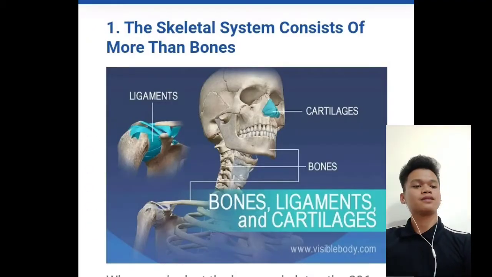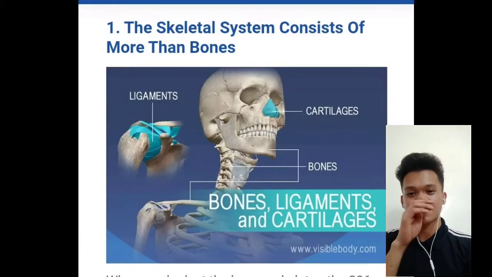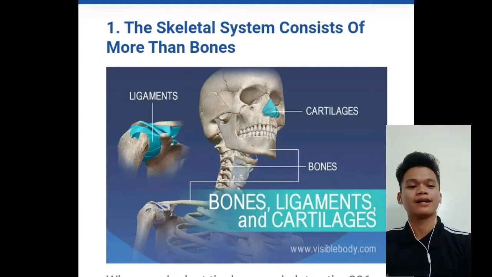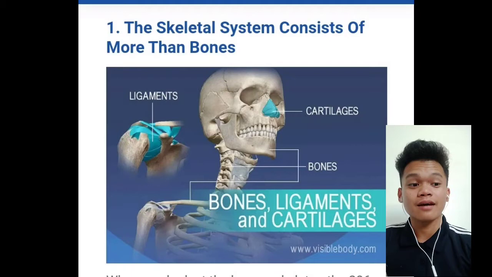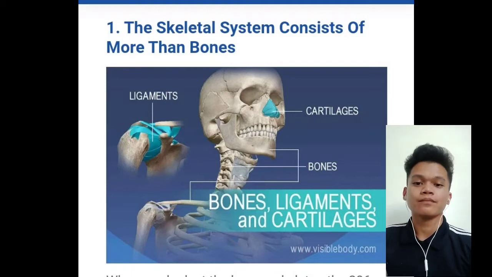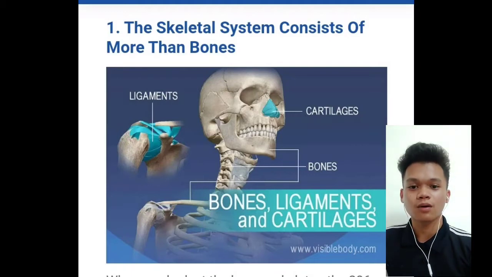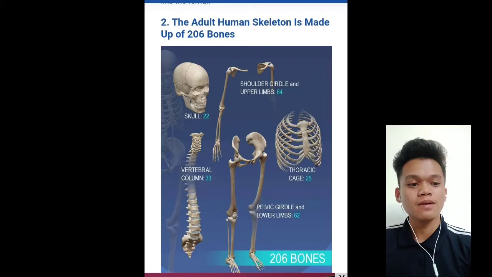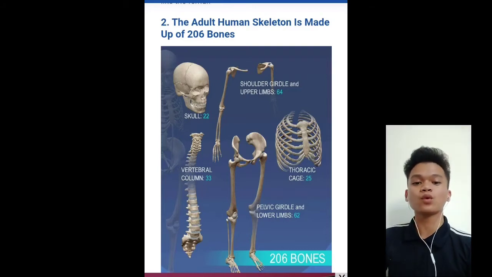So these are the facts about the skeletal system. The skeletal system consists of more than just bones; there are many bones. Next, the adult human skeleton is made up of 206 bones.